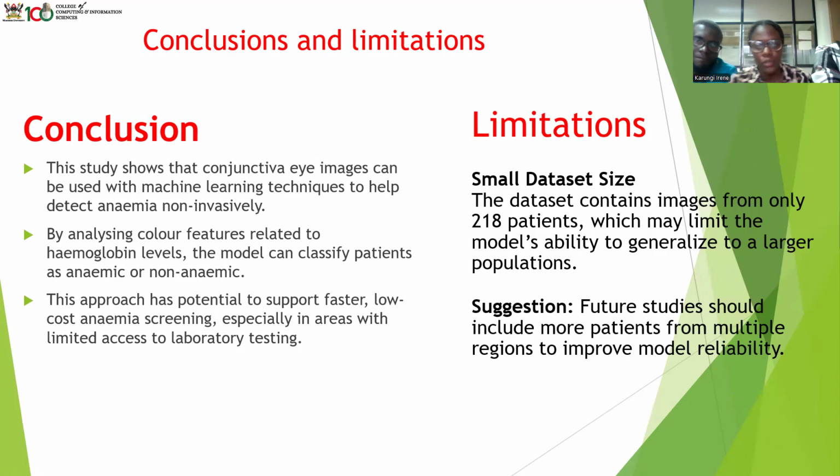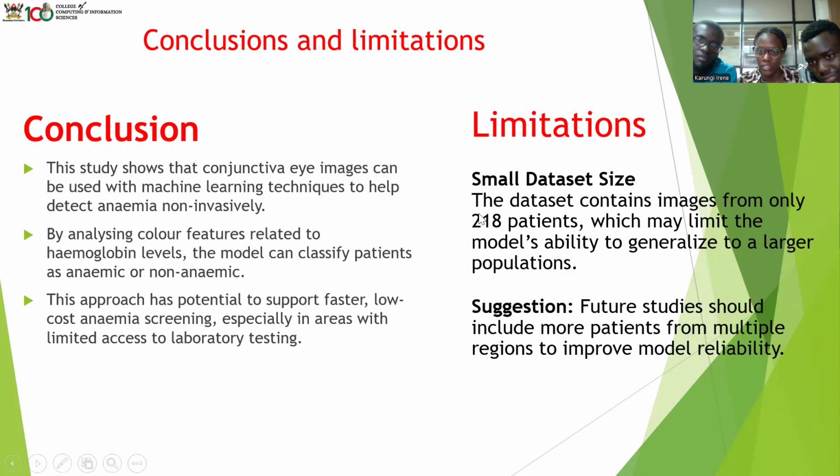So we have some conclusions and the limitations. The conclusion: this study shows that conjunctiva eye images can be used with machine learning techniques to help detect anemia non-invasively. Another conclusion is that by analyzing color features related to hemoglobin levels, the model can classify patients as anemic or non-anemic. This approach has potential to support faster, low-cost anemia screening, especially in areas with limited access to laboratory testing. Then the limitations: it has a small data set size.